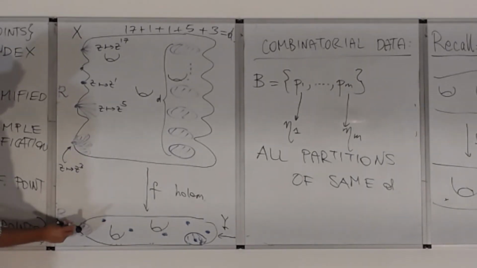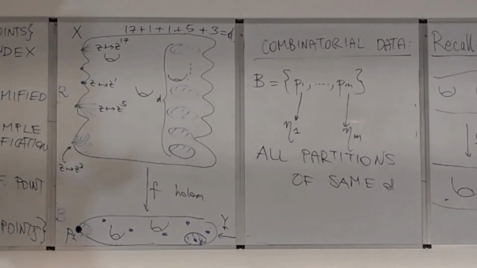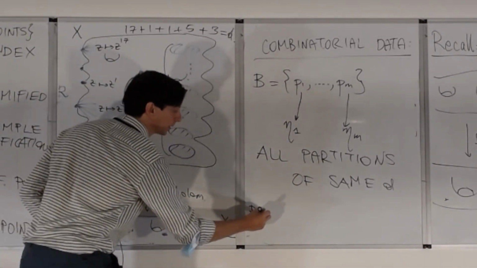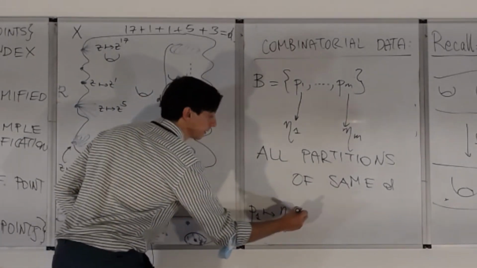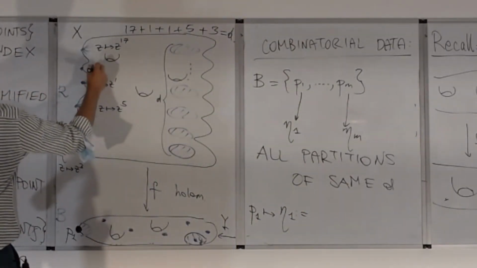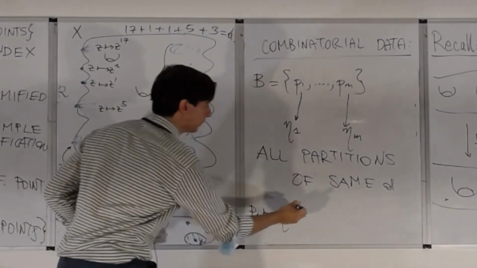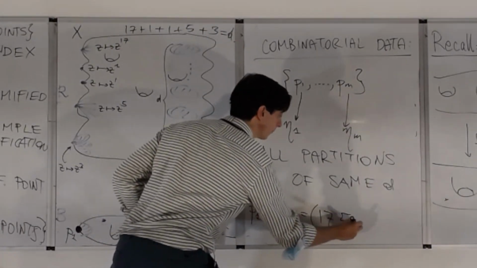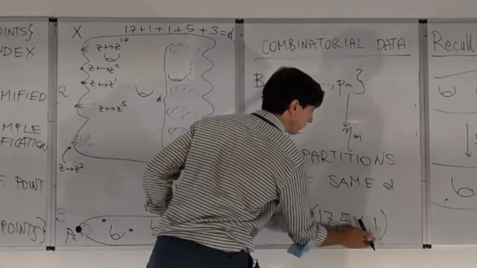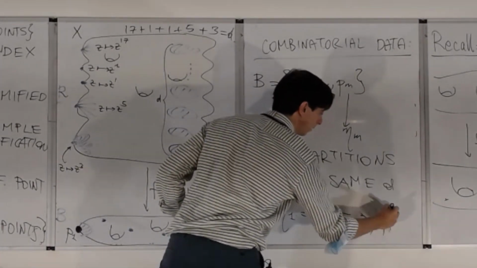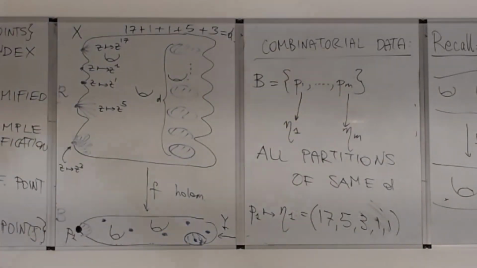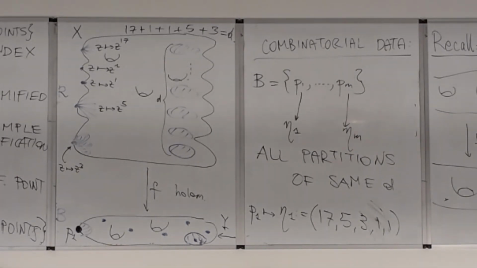So for example, if this point here was P1, and to P1 I associated the partition eta 1, that is, let me say that this was z goes to z to the power 1. Now this partition would have been 17, 5, 1, 1, 3. That's very easy. You just have finitely many points. You look upstairs, you find something. That something is your partition. You collect them all. And this is your combinatorial data.